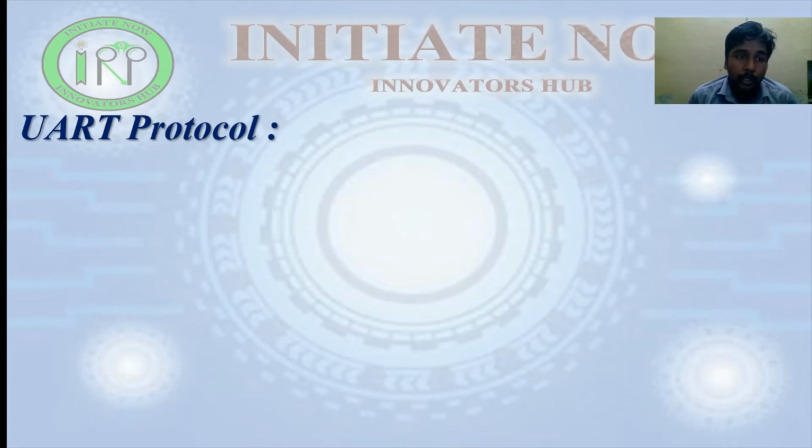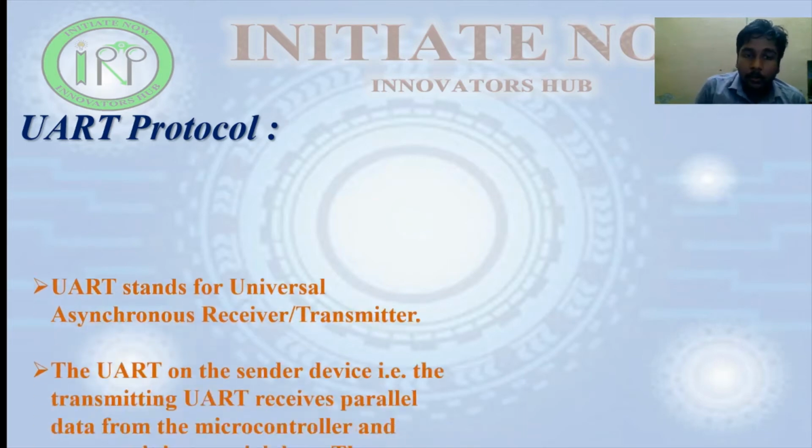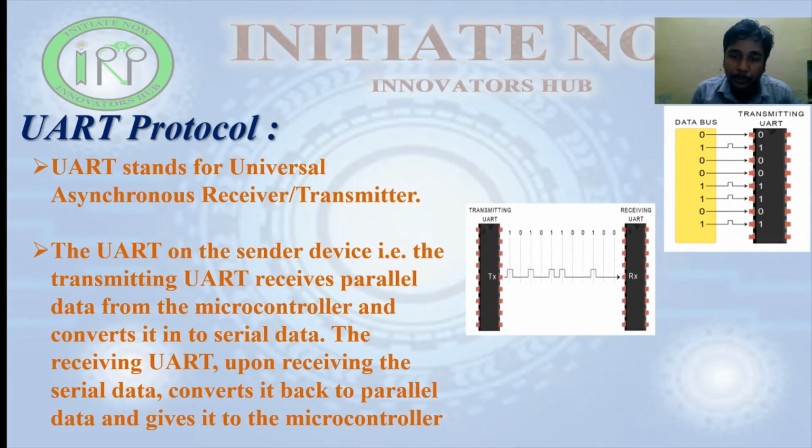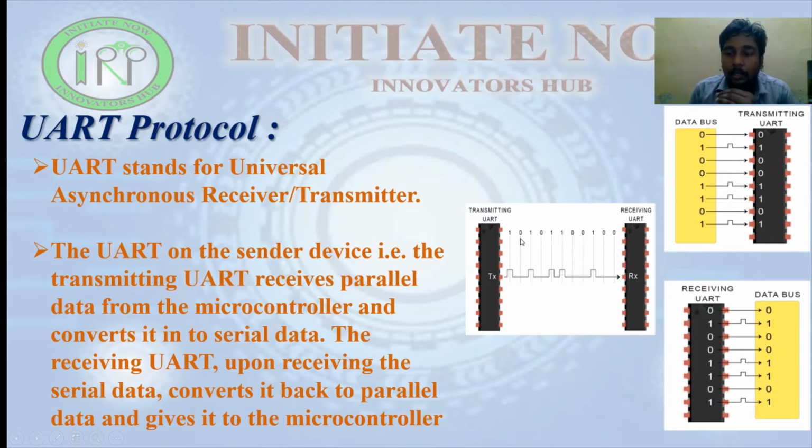Next one is UART protocol. UART means Universal Asynchronous Receiver and Transmitter. The main purpose of this protocol is receiving and transmitting serial data. At the transmitter side, the parallel data is converted to serial data and the converted serial data is transmitted through the wire or wireless medium. Here is the image for your reference. And at last, at the receiver side, the received serial data is again converted into parallel data. This is the main process that occurs in serial transmission devices.